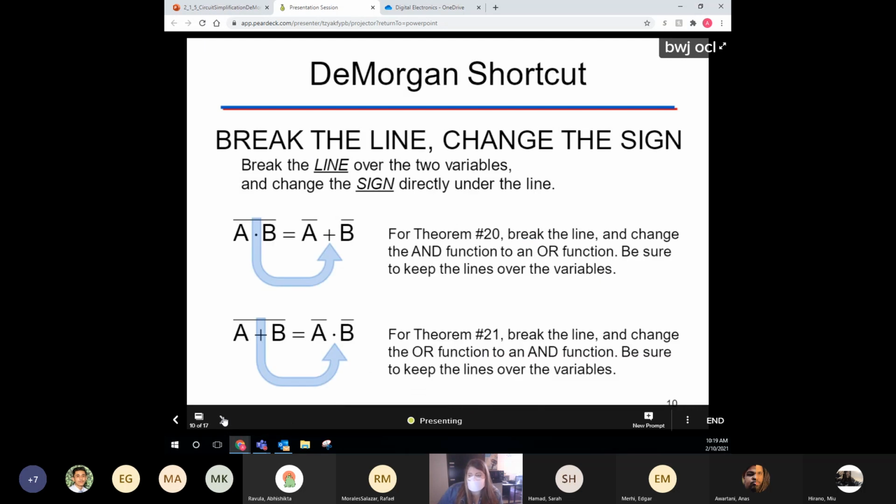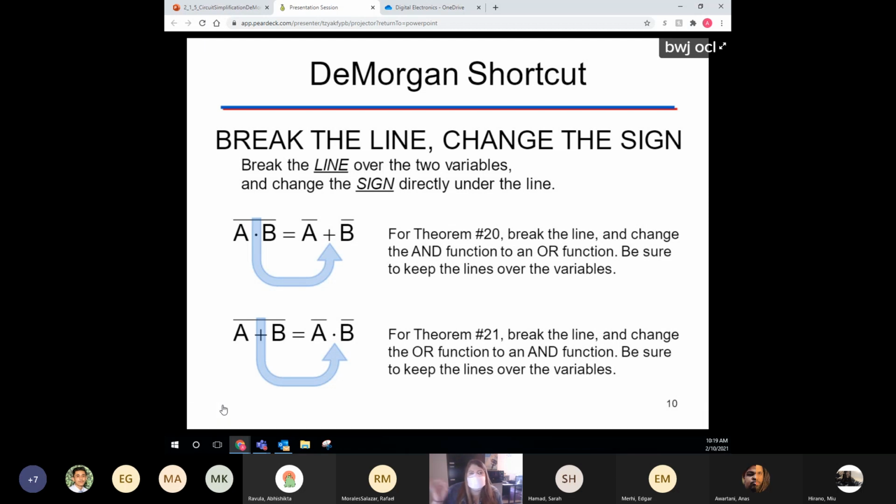So before we look at an example, you don't have to write anything on this slide. I would just write break the line, change the sign. These are the easiest ones to remember, but they're not necessarily the easiest to use. They can get a little confusing. What we mean by break the line: we have the first example, A times B being inverted. If we break the line and make the line go over A and B separately and change the sign from multiplication to addition. So you separate them, put the line over each of them individually, change the multiplication to addition.